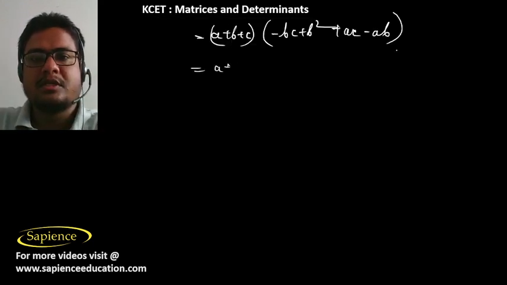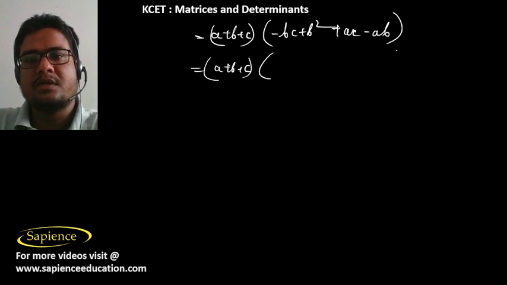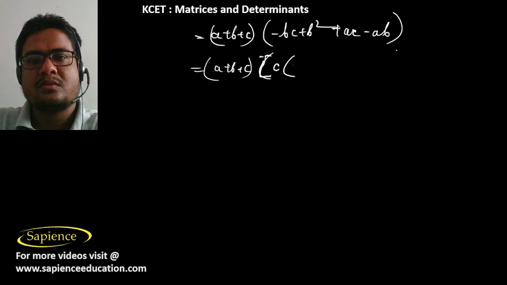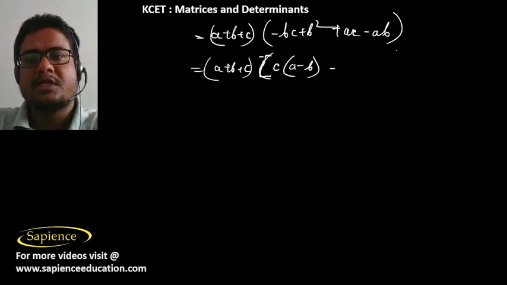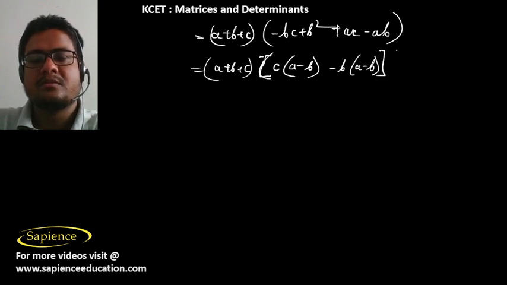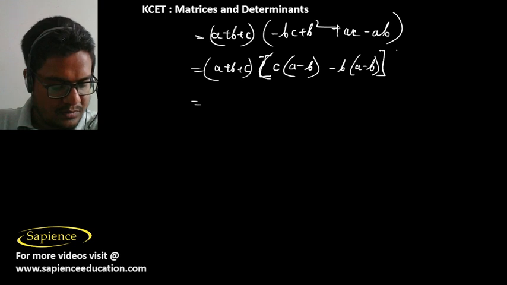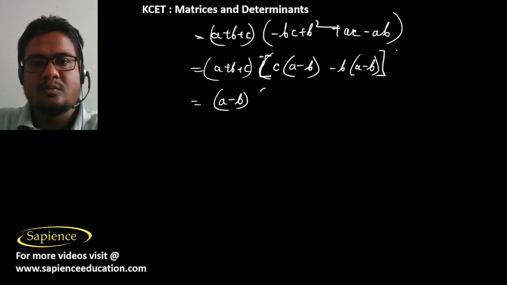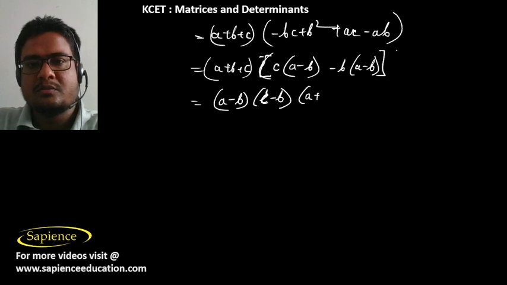Then we can say this is a plus b plus c. From here we can take c into a minus b and minus b into a minus b. This will be equal to a minus b into c minus b into a plus b plus c.